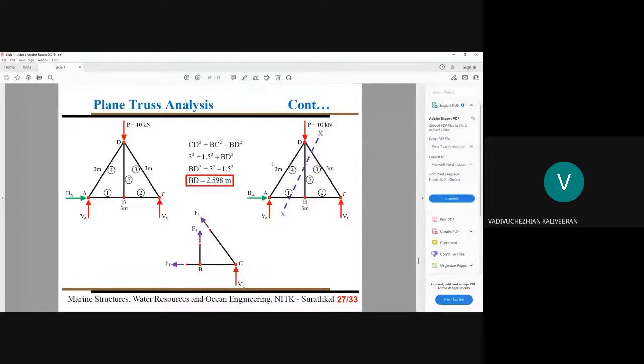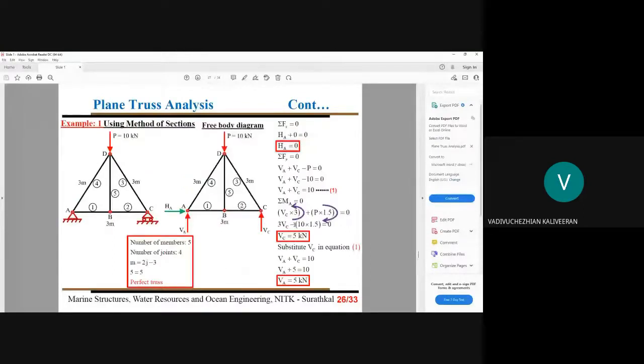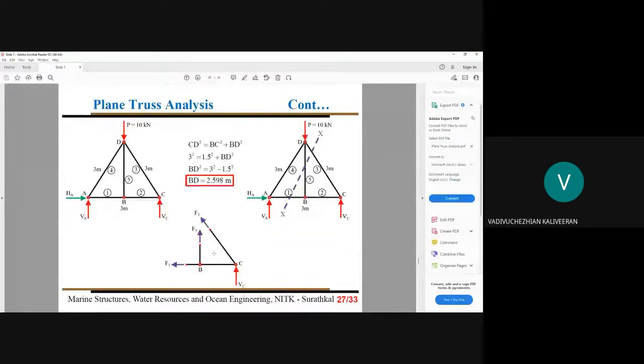On the left hand side, you have one free body diagram. In that left hand side, you have the applied load and the two support reactions, HA and VA. We already identified our reactions from our equilibrium equations. On the right hand side, you have member forces and one support reaction. On the left hand side you have two joints, one applied load, and HA, VA. On the right hand side portion, you have two joints, B and C. At joint C, you have your vertical reaction VC.